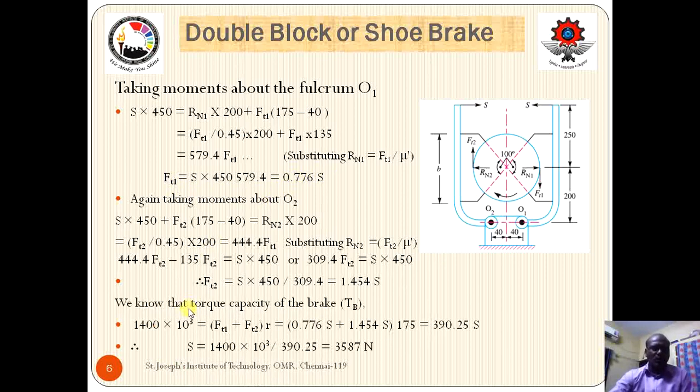Now you know the torque capacity TB is Ft1 plus Ft2 into R, as you have seen earlier. In terms of S, it is 0.776 plus 1.454 S into 175, so 390.25 S. So we get this value, and the only unknown is S here. So the S value we found is 3587 Newton.